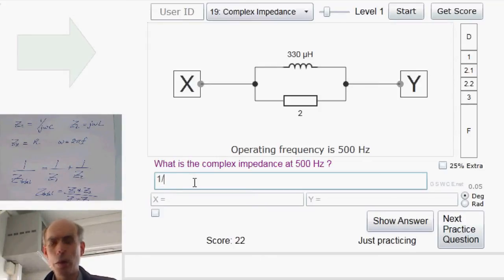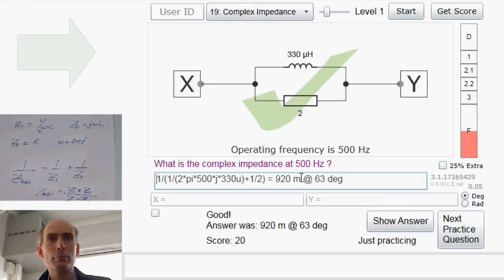So that would be 1 divided by 1 over the impedance of a 330 microhenry inductor at 500 Hz, which would be 2 times pi times 500 times J times 330 microhenries, plus 1 over the impedance of a 2 ohm resistor. And the frequency doesn't matter because the impedance of a 2 ohm resistor is always 2 ohms at all frequencies. Right, that's fine.